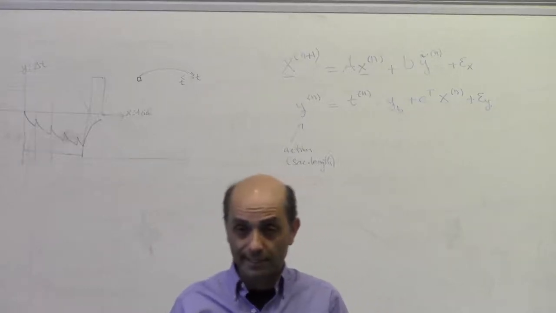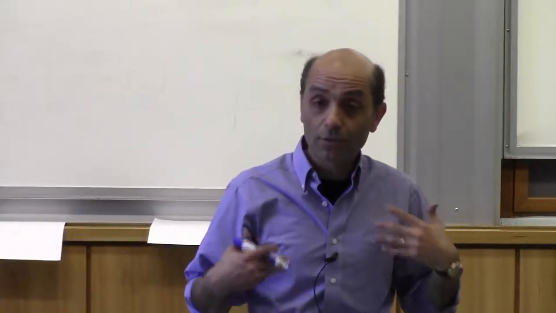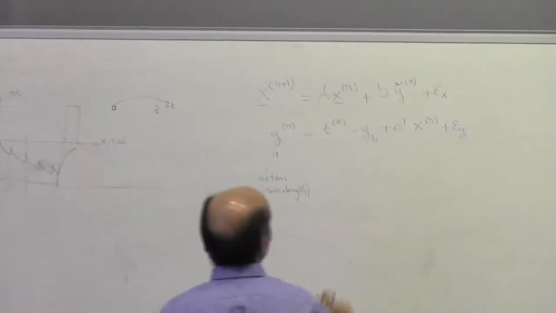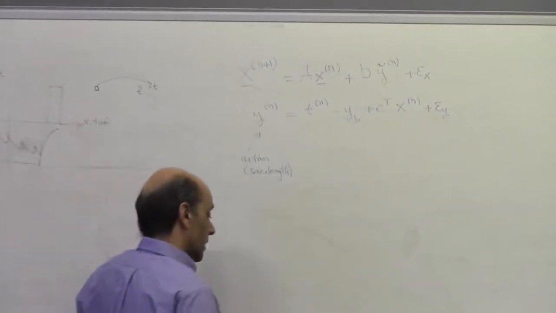So I don't know C, I don't know A, I don't know B, and I don't know the noises. What I do know is Y, the action that the subject produced on trial N, and where I put the target on that trial, T. So I can estimate this tilde here, Y tilde, the error, as being the difference between the action that he did and the consequences of it.